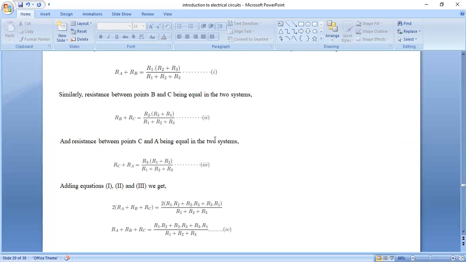Now add these three equations, that is 1 plus 2 plus 3. Then we will get 2 into RA plus RB plus RC is equal to 2 times R1 R2 plus R2 R3 plus R3 R1 by R1 plus R2 plus R3. Here these two and these two get cancelled. And the remaining is RA plus RB plus RC is equal to R1 R2 plus R2 R3 plus R3 R1 by R1 plus R2 plus R3. Let it be equation 4.